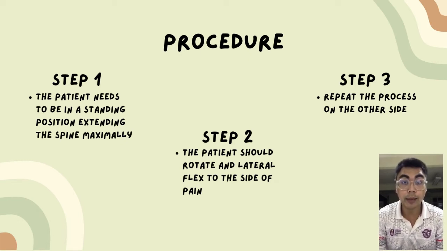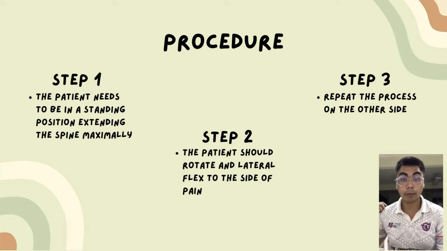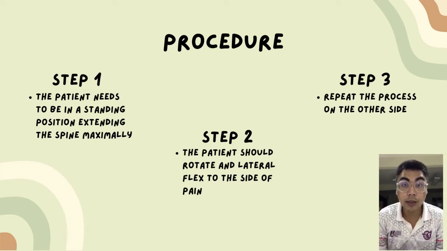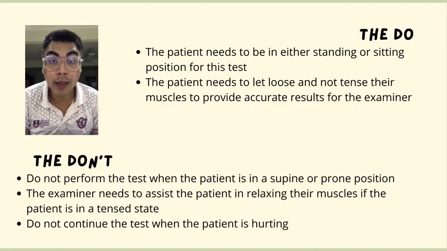For the procedure, we have three steps here. The first one is the patient needs to be in a standing position, extending the spine maximally. For step number 2, the patient should rotate and laterally flex to the side of the pain. For the last step, you just have to repeat the process all over again, but on the other side.